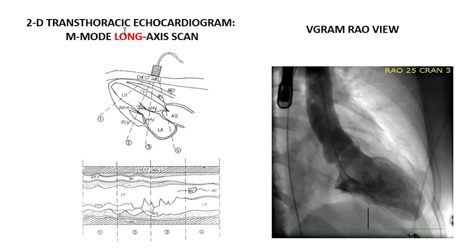Comparing again, this is the M-mode long axis scan, where you visualize and measure all these structures in a sweep from the apex to the base, going through both atria and ventricles, and you pick up valve movement. Compare that to the angiogram of the left ventricle on the right.